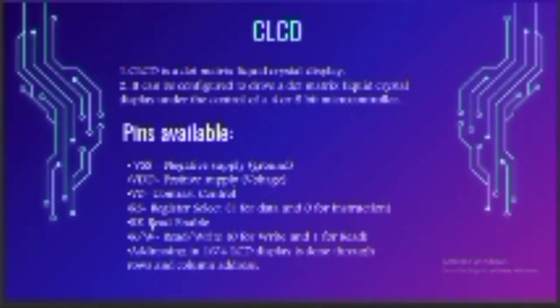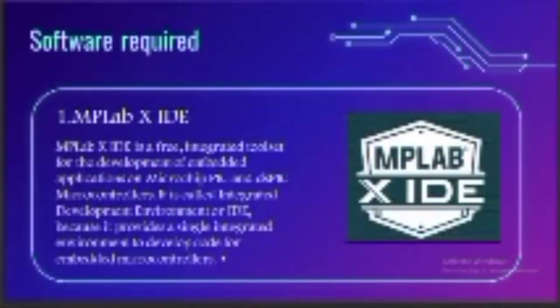And RE for read enable. RW. RW stands for read or write. If 0 is selected, that's for write, and if 1 is selected, that's for read. And addressing in a 16 by 2 or 16 by 4 LCD display is done through row and column addresses. Now getting into our next slide, that is the software section.